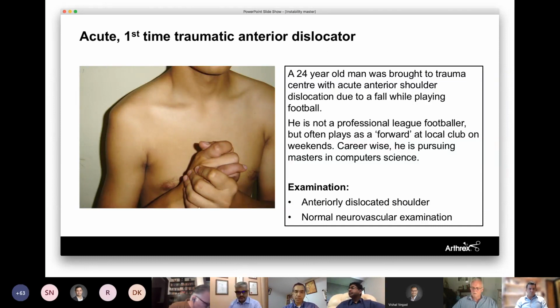Yeah, and also just to remember, strangely enough, those patients with neuropraxia have a lower recurrence rate, whether it's the capsulitis that develops, I'm not sure. But yeah, thank you. Let's carry on.